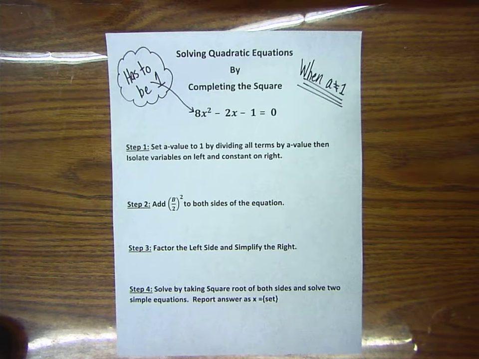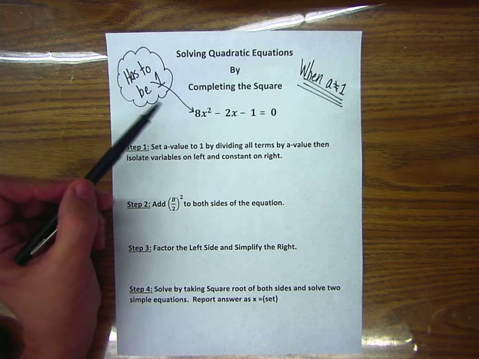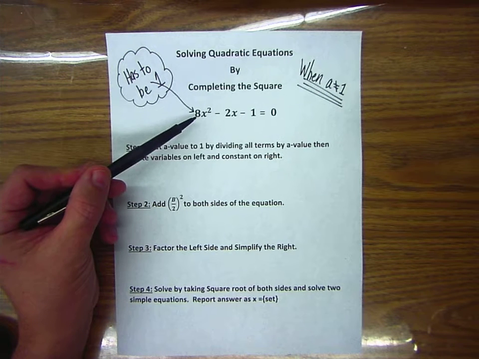Okay, in class we talked about solving the quadratic equation by completing the square, and we said that the a value of the equation had to be 1 for this to work correctly. So here's what we do when we have an a value that's not 1. So notice here that we have the a value of this equation as 8.